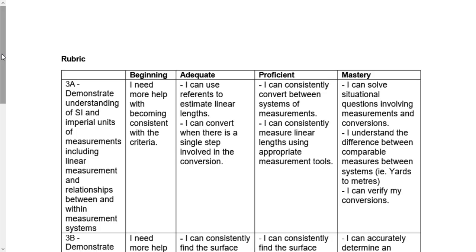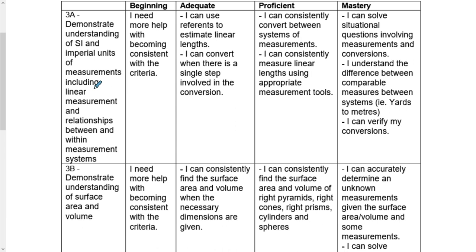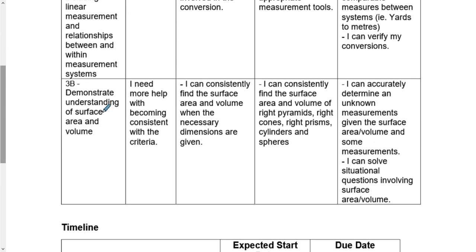And to be able to understand your mastery, it is split into two different sections. For example, the first one, which I only do in one section because it's so closely tied together, but you want to be able to do questions that involve measurements and conversions, having an understanding about comparable units, for example, your yards and meters, and then being able to verify your conversions. And then the second part of it, being able to have an understanding of your surface area and your volume. So being able to calculate it, determine unknown measurements, and be able to solve different situational questions.